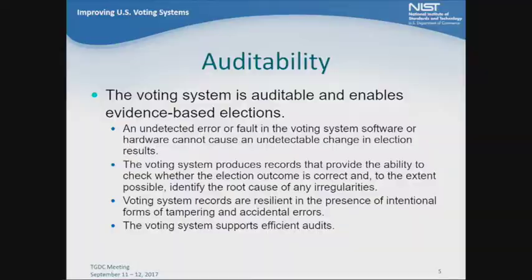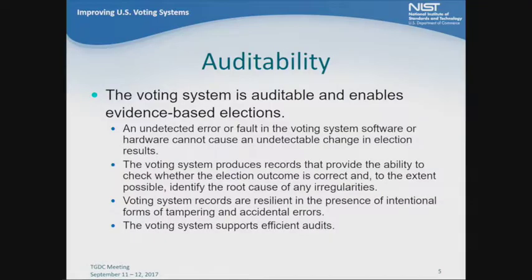Moving on to auditability. The voting system is auditable and enables evidence-based elections. That is the overarching principle here. The first guideline here is essentially software independence, which is the concept that was discussed earlier between David and Diane. The second guideline here is basically making sure that records exist to identify the root cause of any irregularities that happen with the voting system.